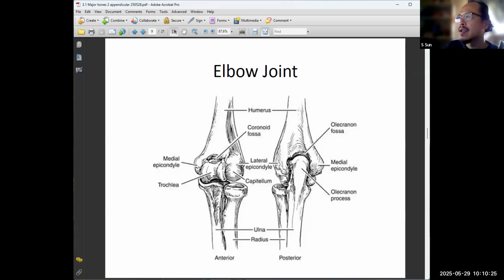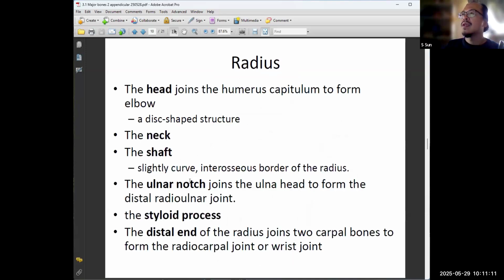Here is the radius head attached to the capitellum, still a very smooth surface. So I think that's the major thing here. This part is the coronoid process, and the back is the olecranon process. The coronoid process will sit into the coronoid fossa when we completely flex our forearm to our arm. The radius head joins the humerus capitulum to be part of the elbow.